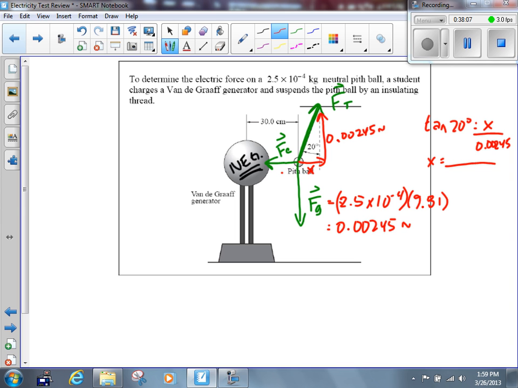Listen, kQ1Q2 over r squared doesn't work for you. E is equal to F over Q doesn't work for you. Try something else, like a free body diagram. Do some trigonometry, do some geometry, and hey, maybe you get lucky and something works out for you. Does that make sense now?